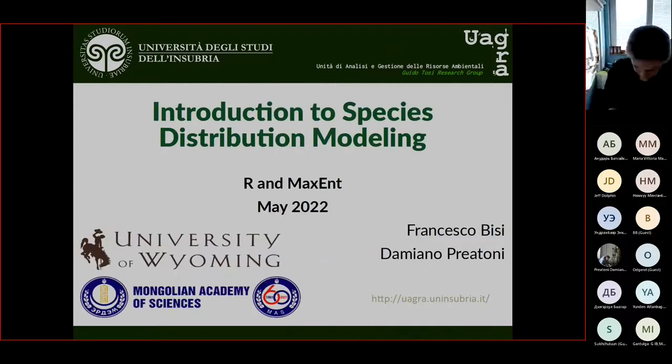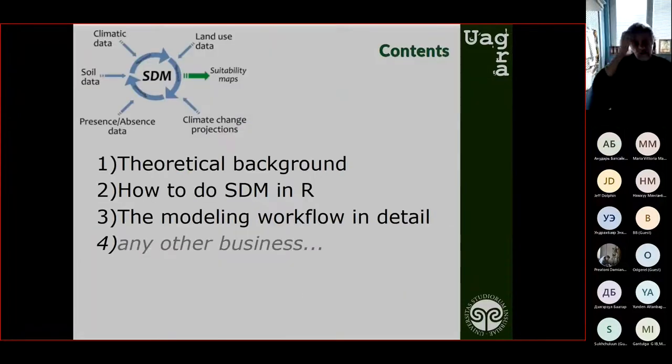So let's start reasoning on what it means to make a species distribution model, because the theoretical background behind species distribution modeling is necessarily the same, notwithstanding the kind of modeling tool you use. We will use R as a tool to better exploit the functions present in the Maxent program.